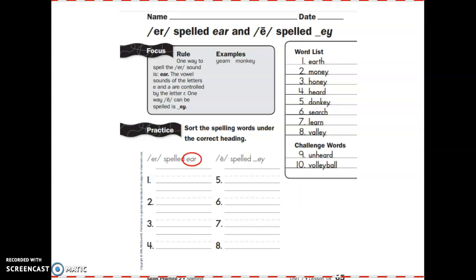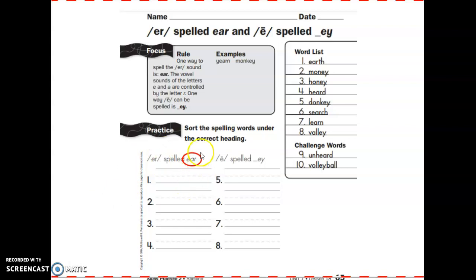Now, you're going to do the worksheet that has 65 at the bottom. And this is the E-A-R and the long E spelled blank E-Y. The rule is one way to spell the sound is E-A-R. The vowel sounds of the letters E and A are controlled by the letter R. One way for the long E can be spelled blank E-Y. Two examples are yearn, spelled E-A-R, and monkey, spelled E-Y for the long E.